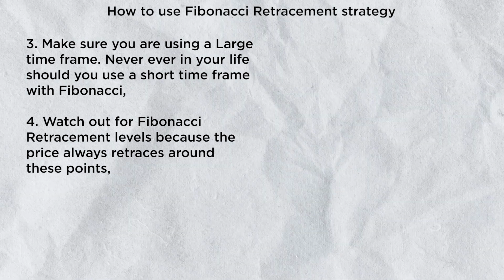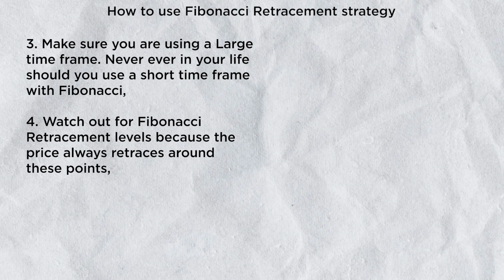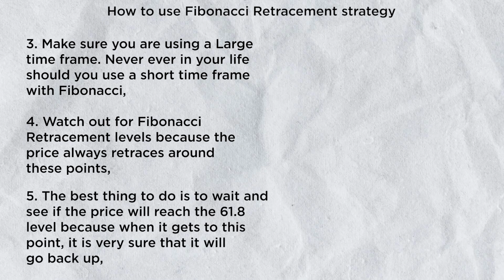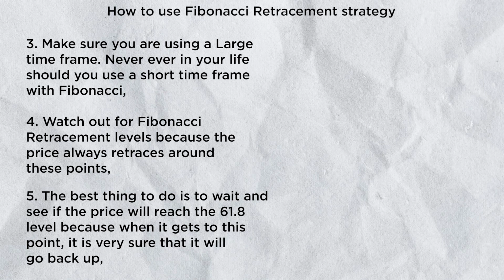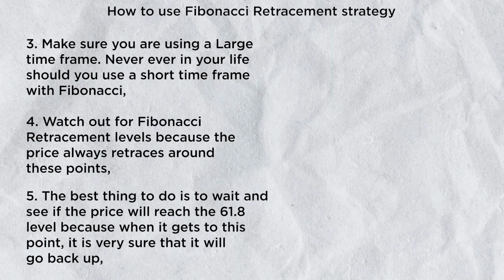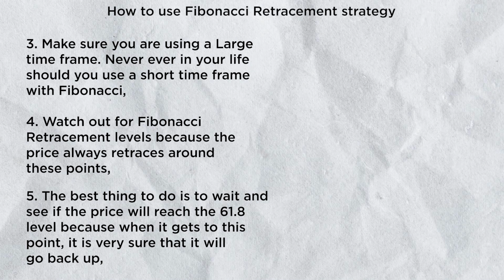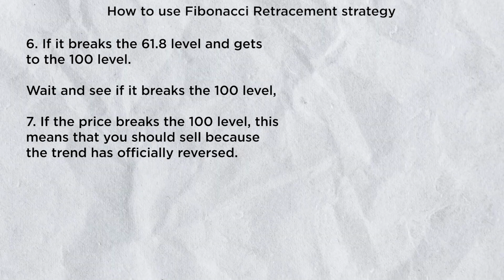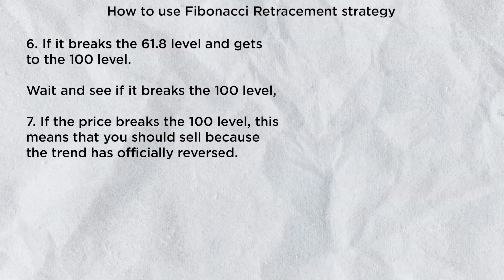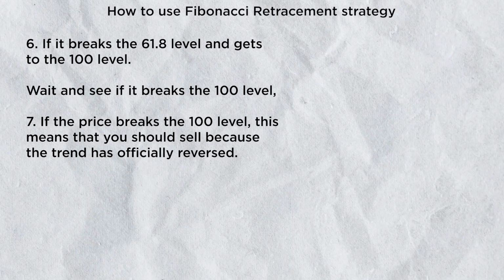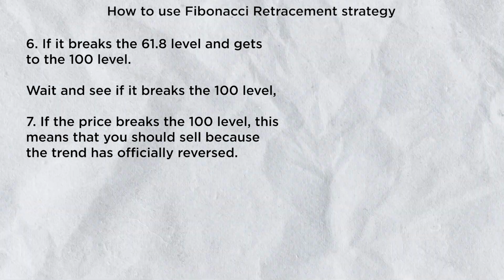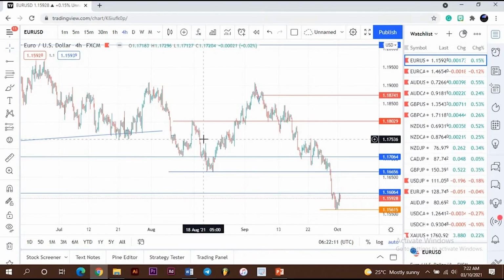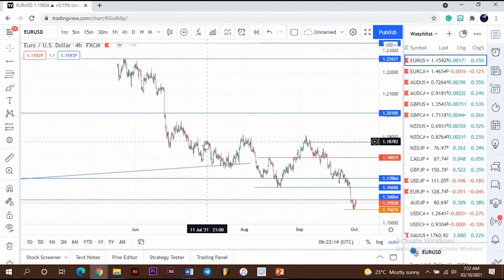4. Watch out for Fibonacci retracement levels because the price always retraces around these points. 5. The best thing to do is to wait and see if the price will reach the 61.8 level, because when it gets to this point, it is very sure that it will go back up. 6. If it breaks the 61.8 level and gets to the 100 level, wait and see if it breaks the 100 level. 7. If the price breaks the 100 level, this means that you should sell because the trend has officially reversed. Now I'll show you how to draw your Fibonacci on TradingView.